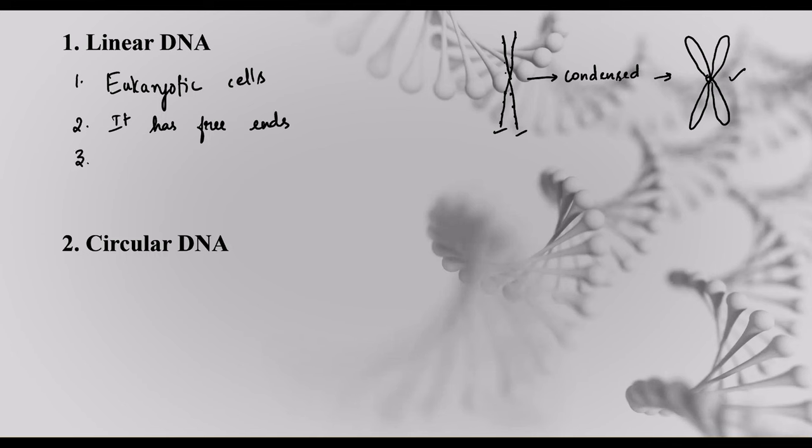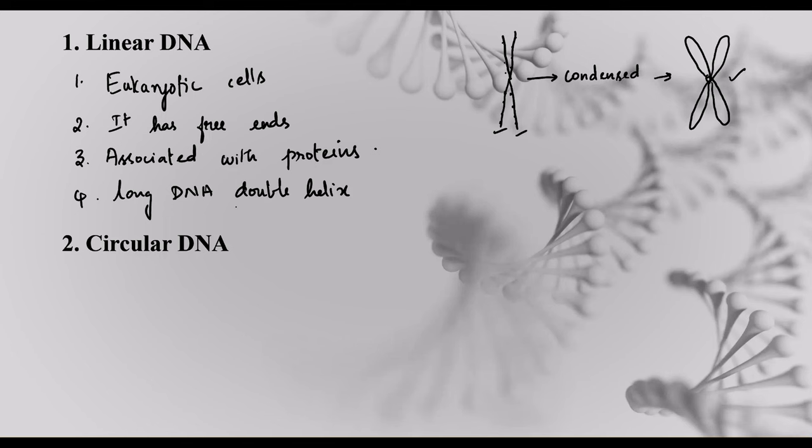The third thing is about protein. It is associated with proteins, and it is organized into a number of chromosomes. Each chromosome contains a long DNA double helix. We have already seen what a double helix is, right? It will be like this. We have already seen this in the structure of DNA. Fine, so this is all about linear DNA.